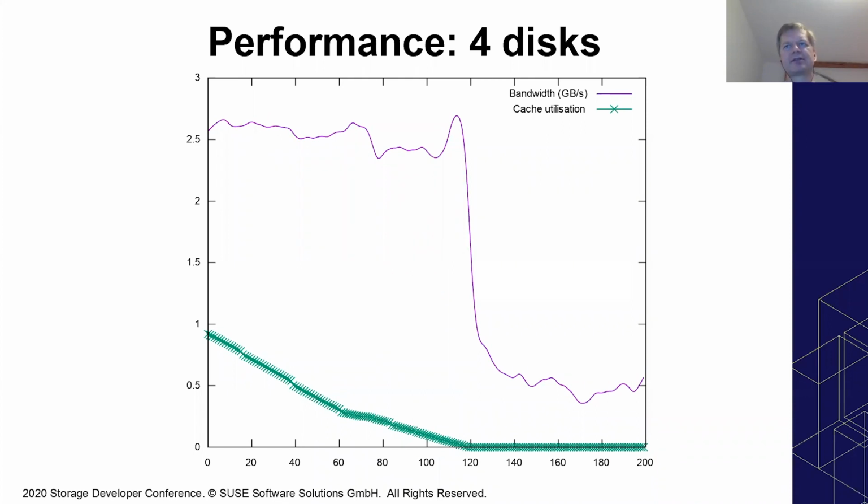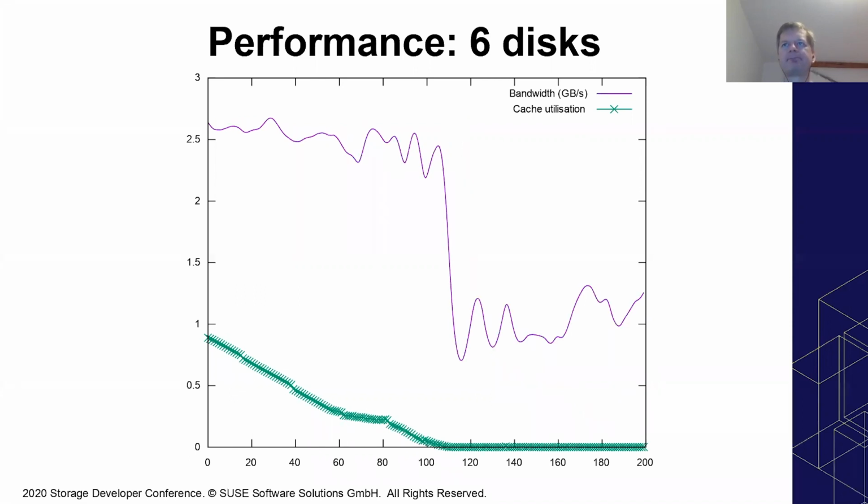With 4 disks, the pattern is roughly similar. The number of free zones goes down, while we do have free zones, the performance is pretty good at around 2.6 gigabytes per second. But after we use up all free zones, the performance drops and we get the raw disk performance. So again, it's looking pretty good and just as we would have expected.